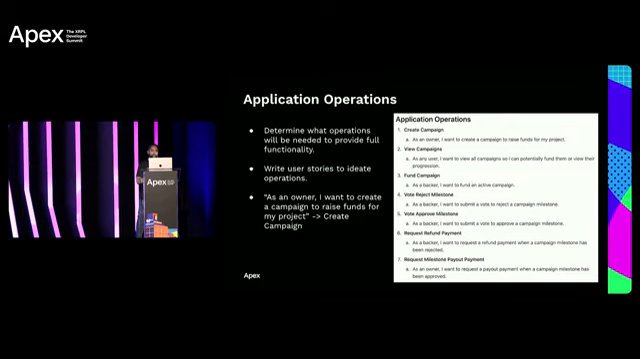All right, so let's look at the application operations. We need to determine what operations will be needed for this app. One way to ideate these operations is to write user stories. So for example, as an owner, I want to create a campaign to raise funds for my project. That can translate to being a create campaign operation. And then you would write similar user stories for all the other operations on the right that you see: view campaigns, fund campaign, voting, and requesting payments.